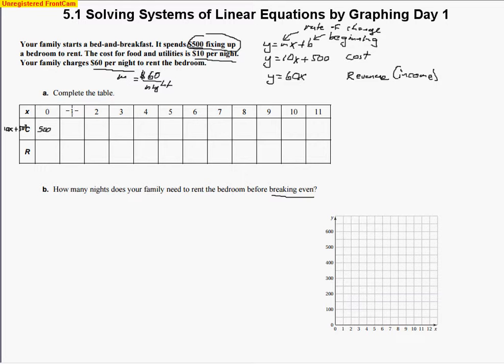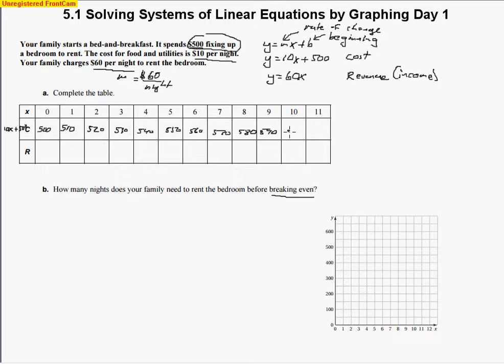And then after one night, you have to multiply 10 times 1, and that makes 10, plus 500 makes 510. And so you can see after 2 nights, it's going to be 520, 530, 540, and so on. So you just keep on filling in the chart all the way across. And then once we're done with that, we'll move on to the revenue equation.